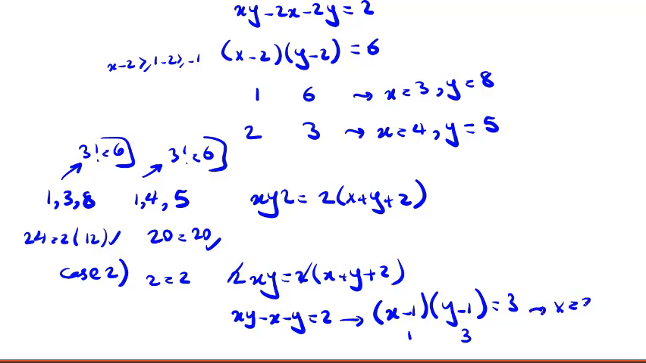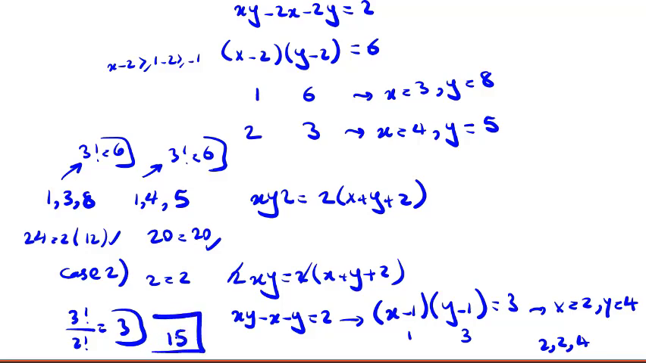So x is 2, y is what? Y is 4. So the answer is 2, 2, 4. Here, because we have two 2's, the number of permutations will be 4 factorial over 2 factorial, 3 factorial over 2 factorial, 3. So the answer is 6 plus 6 plus 3, which is 15. So the last answer of this problem is equal to 15.